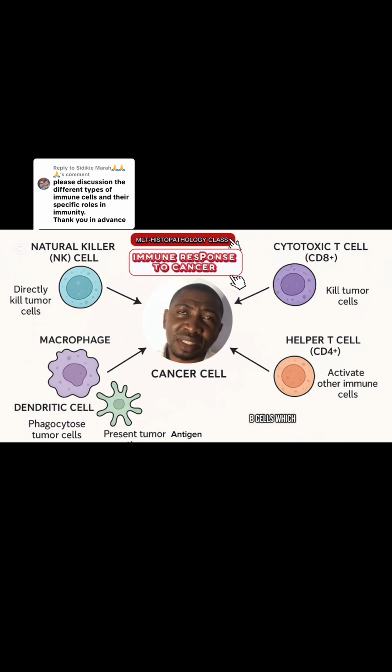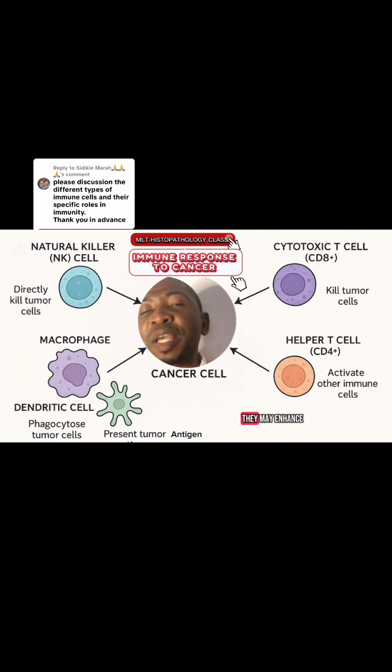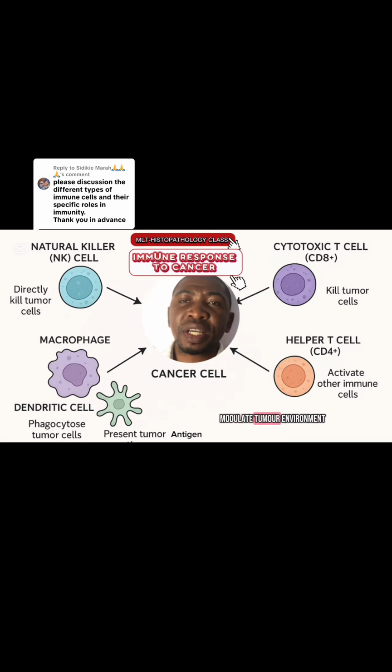Number 6, the B cells, which are less directly involved. The B cells produce antibodies against tumor antigens, recognize soluble tumor antigens and present them to T cells, and the antibodies may lead to antibody-dependent cellular cytotoxicity. Therefore, they may enhance immune response or modulate tumor environment.